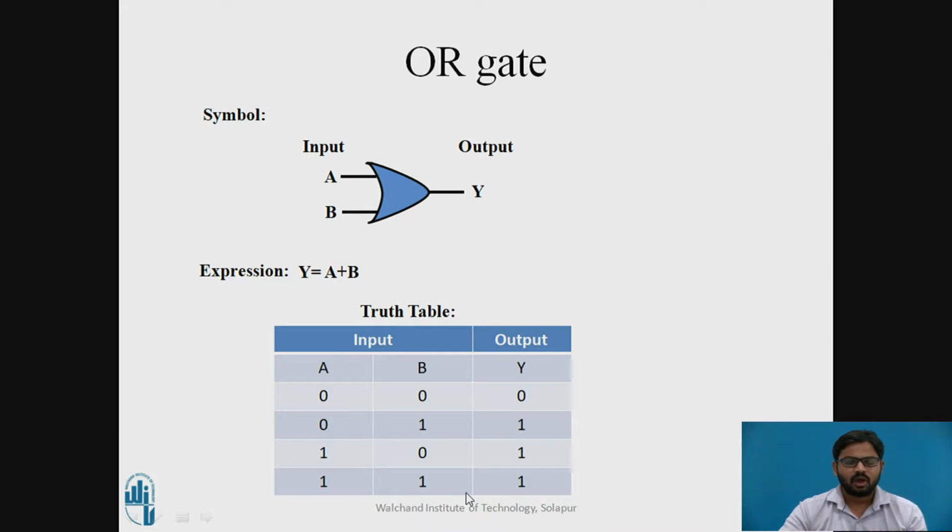So the only case in which the output of the OR gate is 0 is when both the inputs are 0. Otherwise, the OR gate output is 1. So it is read as Y is equal to A or B.